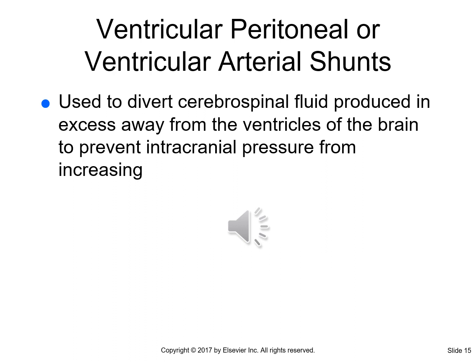So these shunts can be placed anywhere in the body, but more commonly what you're going to see is a shunt that's running up to the ventricles of the brain, and then the tubing or shunt itself is run down. The catheter is run subcutaneously down into the peritoneal cavity where it drains out.